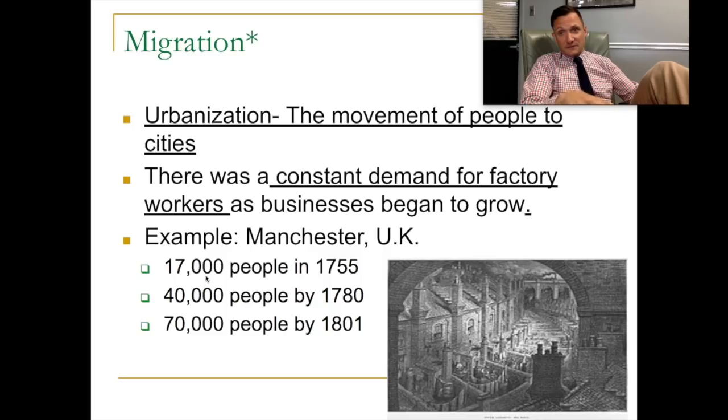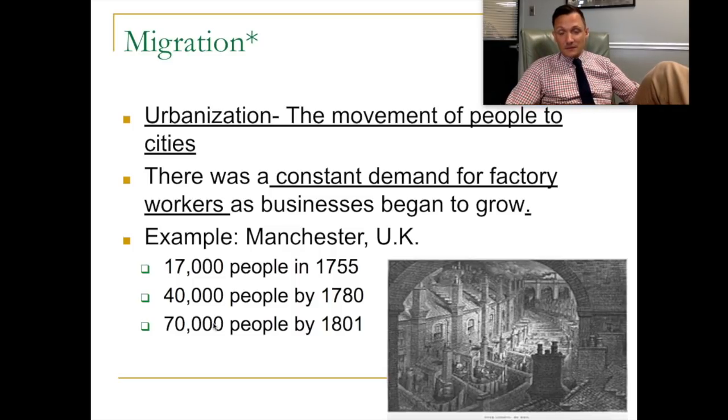17,000 people in 1755, right at the beginning of the Industrial Revolution. By 1800, that number had grown to 70,000 people, right? In a matter of 50 years, they went from 17,000 to 70,000. That is urbanization, right? People begin to move into these different homes.